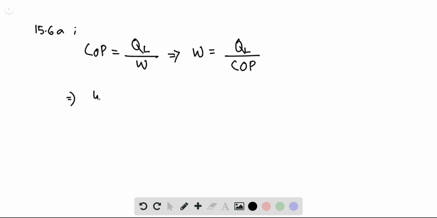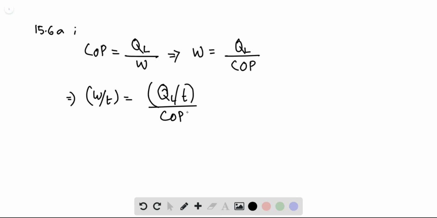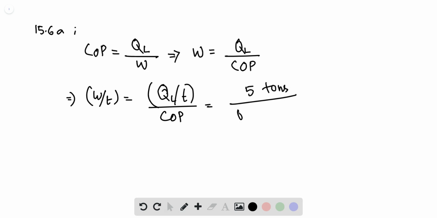Now let's divide by time on both sides. So we have W over T, which is the rate of work, equal to QL over T, which is the rate of heat output, over COP. So now we can substitute all the values. So we have this equal to 5 tons over 0.18 times the ideal COP.